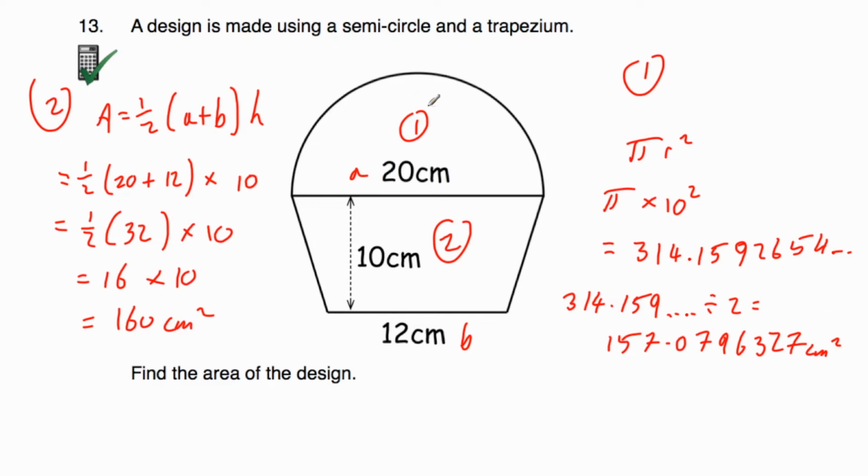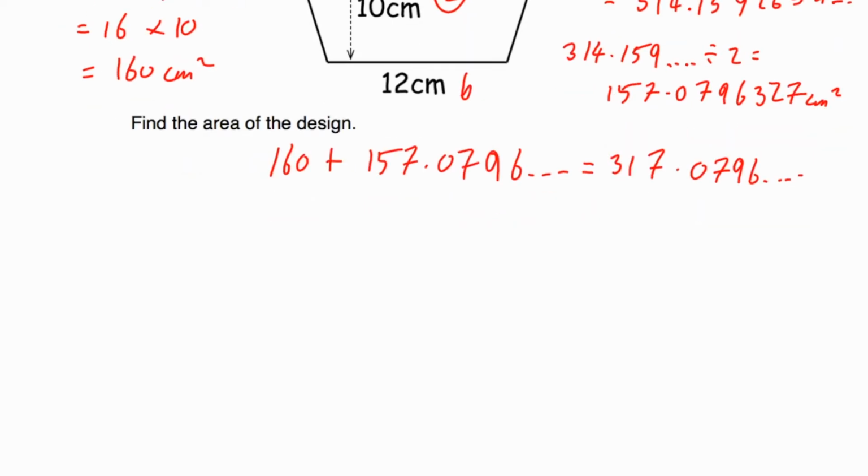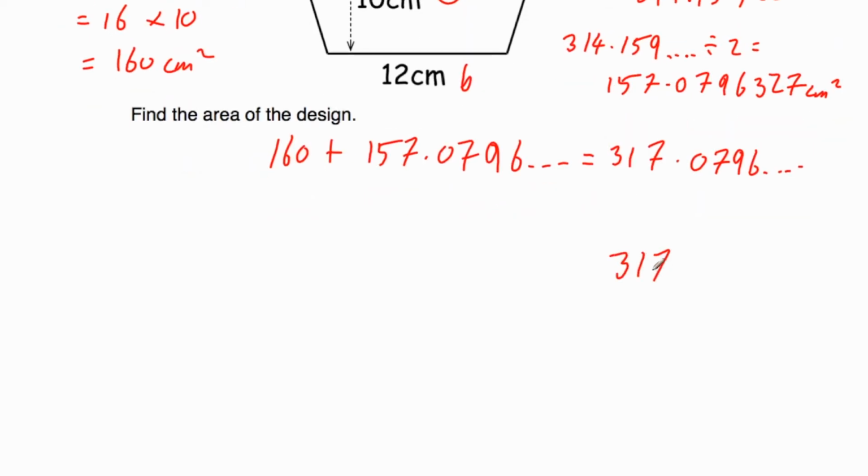So we've got the area of the semicircle, 157 point and so on. We've got the area of our trapezium, which is 160, and if we add them together, that will give us the area of the design. So 160 plus 157.0796 and so on. I've already got this on my calculator display. So plus 160 is equal to 317.0796 and so on. I'm going to round this to one decimal place. That would be 317.1 centimeters squared. And that's it.